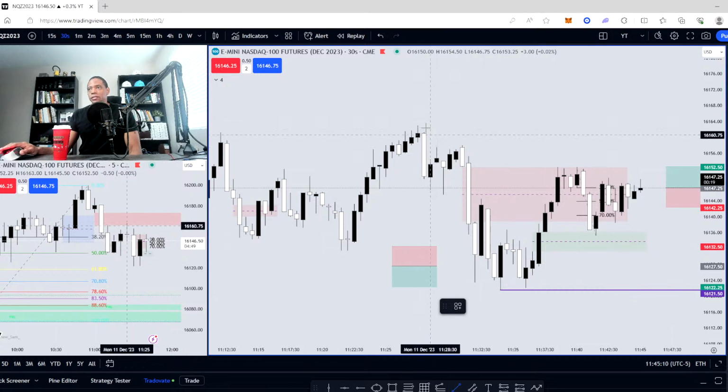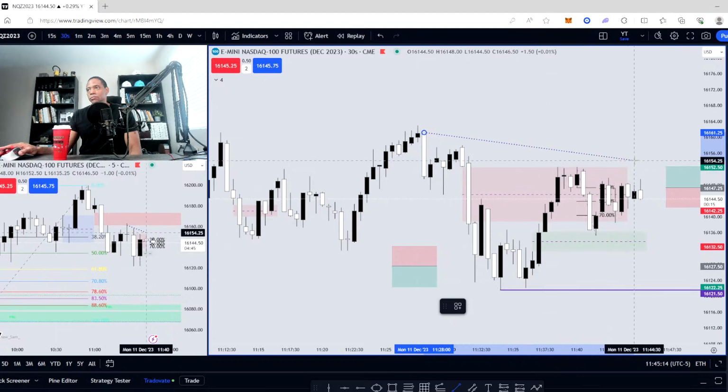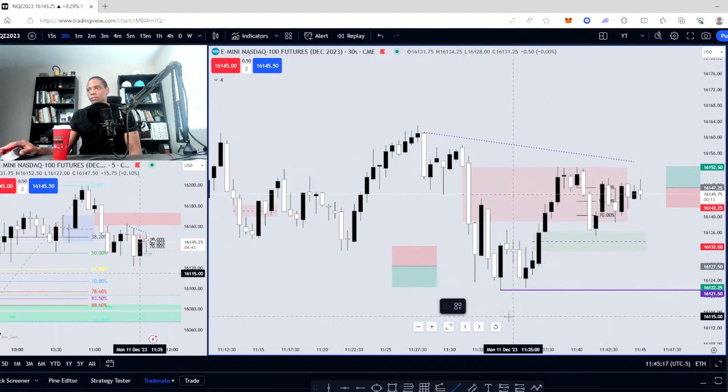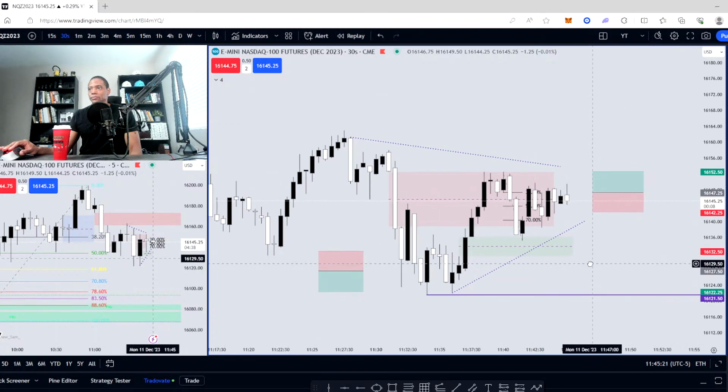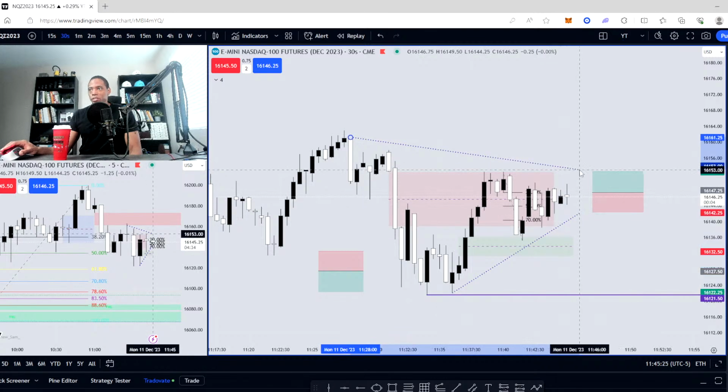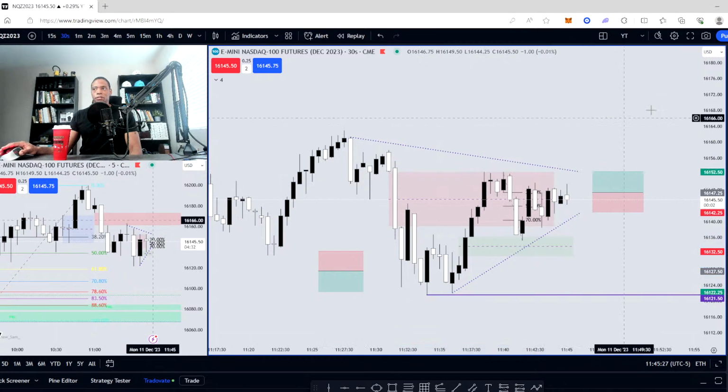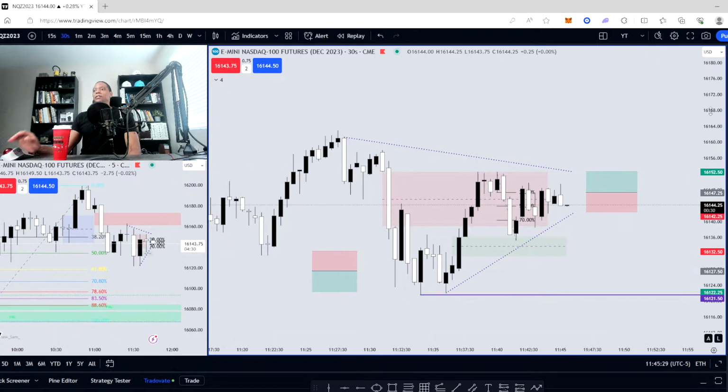Okay, so something has to give now. We have price kind of doing one of these numbers. So sometime in the near future, we will see it break out because it can't continue to make a smaller range and smaller range and smaller range. So let's just look and see which direction it goes in.